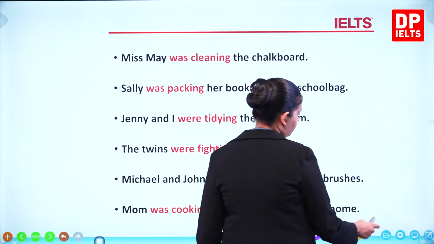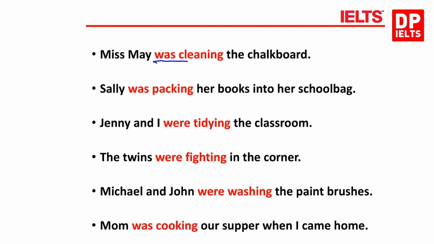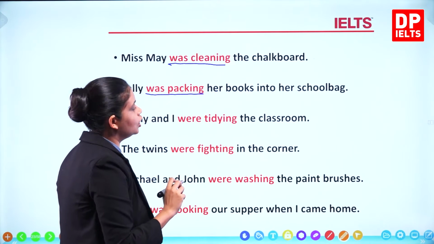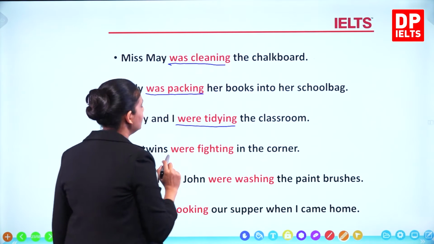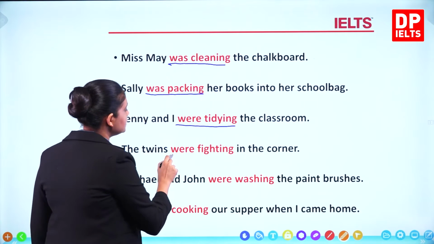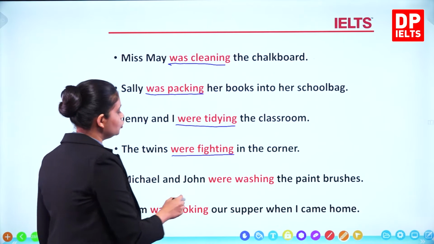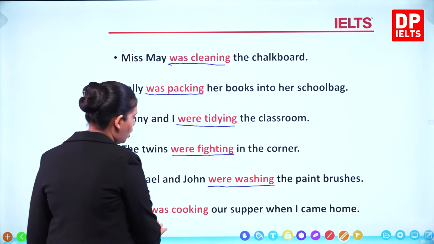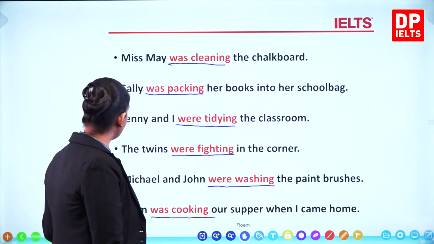Let's have a look at some of the examples. Miss May was cleaning the chalkboard. Sally was packing her books into her school bag. Jenny and I were tidying the classroom. The twins were fighting in the corner. Michael and John were washing the paintbrushes. Mum was cooking our supper when I came home. Let us have a look at these.